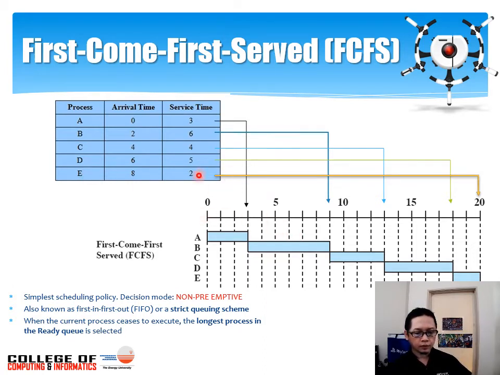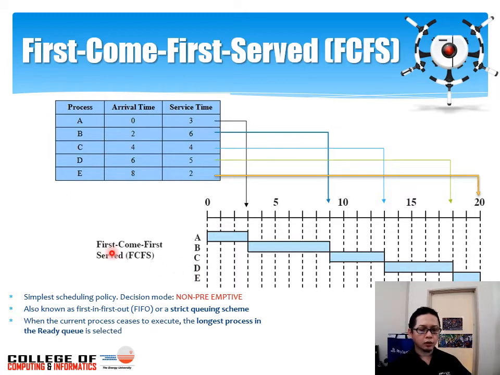Okay, let's see how many time slots you need to draw. You need to add all the service times. So 3 plus 6 plus 4 plus 5 plus 2 will constitute about 20 milliseconds. So you total it up, then you draw this line until it constitutes all the total time slots for all the processes to finish. And then on this axis, you put all the process names. In this example, we have processes A until E.